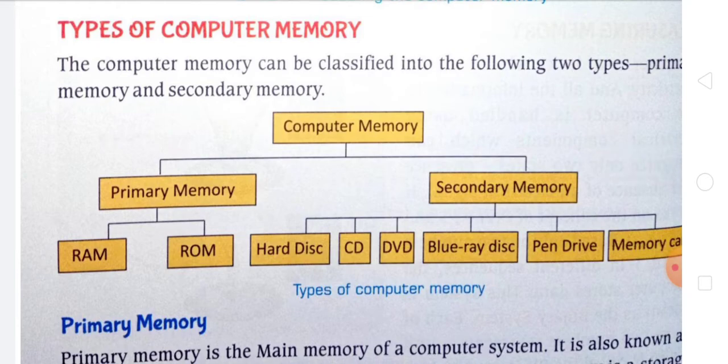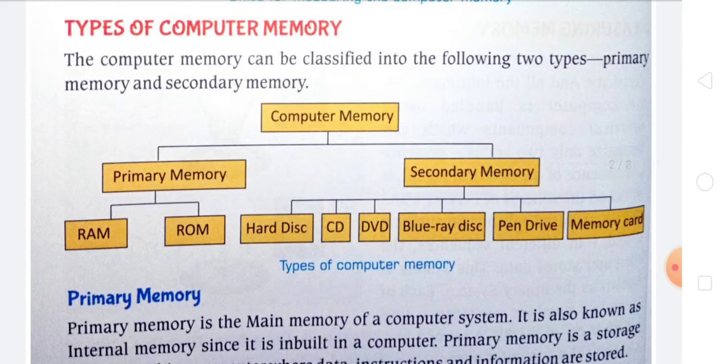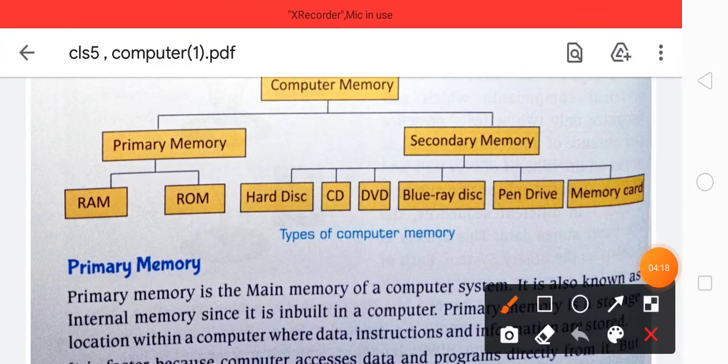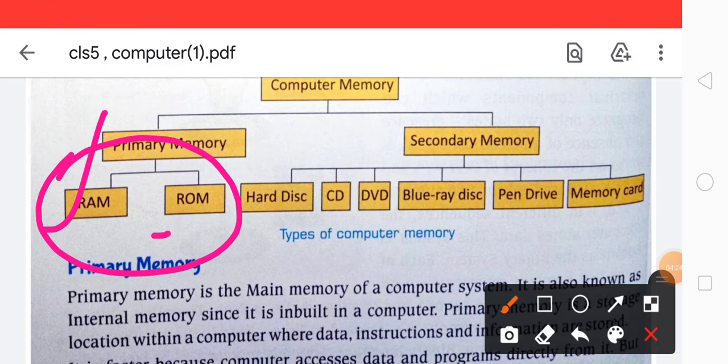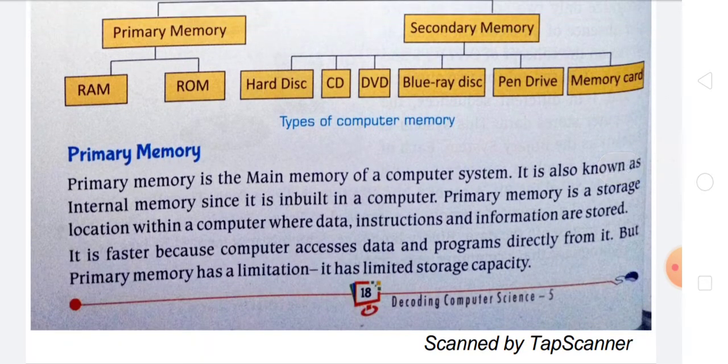So what is computer memory? We already learned it, students. Computer memory is classified mainly into two types, primary and secondary memory. The first one, primary memory, is again divided into two types, RAM and ROM. The secondary memory is divided into many types: hard disk, CD, DVD, Blu-ray disc, pen drive, and memory card.